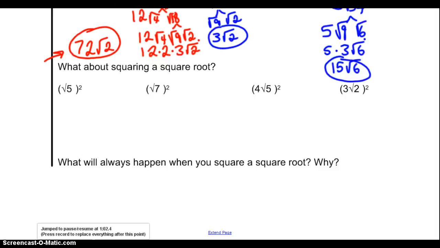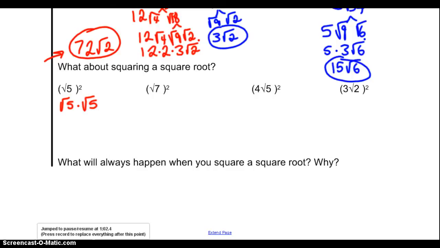What about if you square a square root? Well, we know from up at the very top of our paper that when you square a number, you're multiplying it by itself. So it might be useful to rewrite this as the square root of 5 times the square root of 5. And now, well, we just did this kind of problem before.